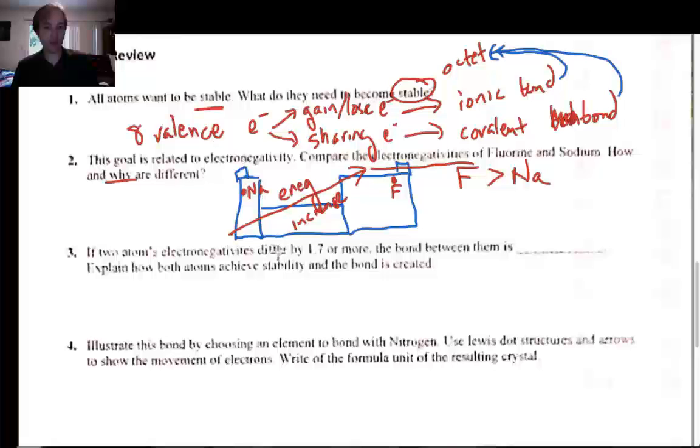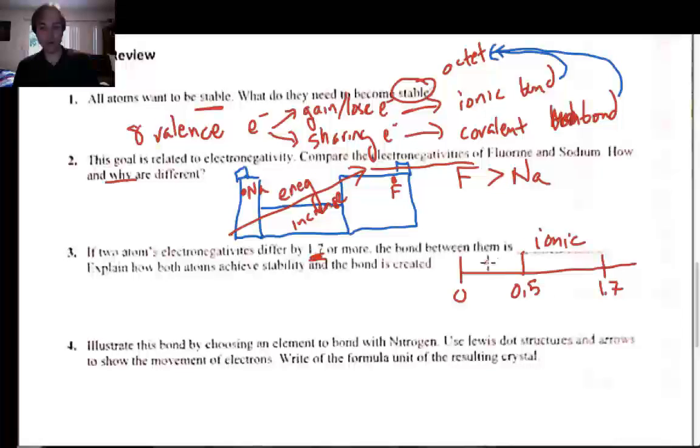Number 3. If 2 atoms' electronegativities differ by 1.7 or more, the bond between them is, okay, so we're saying that their difference is greater than 1.7. Therefore, the bond between them is ionic. You've got to remember that scale. The scale goes from 0 to 0.5 to 1.7. If it's in this range, it's nonpolar. If it's in this range, it's polar. And if it's in this range, it's ionic. So the next part of the question says, explain how both atoms achieve stability and the bond is created. So we're talking ionic.